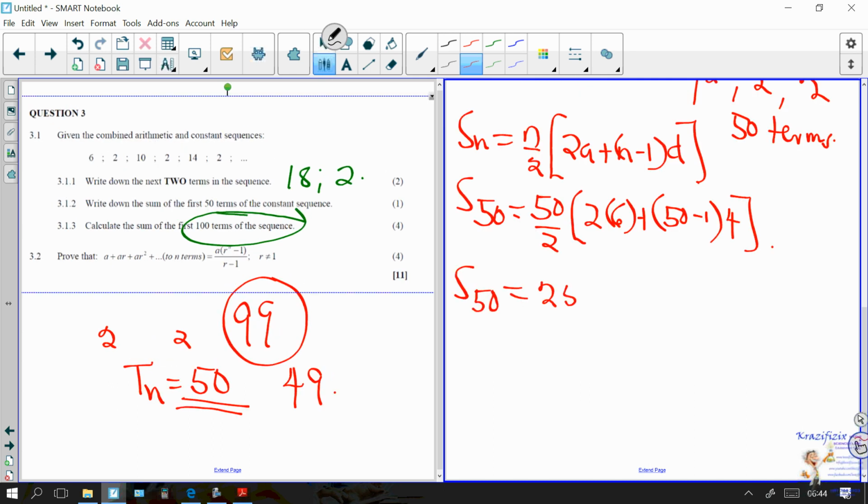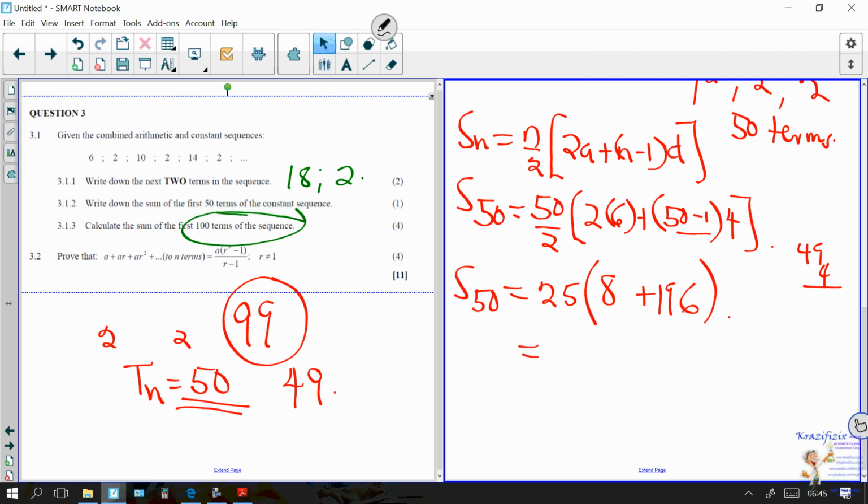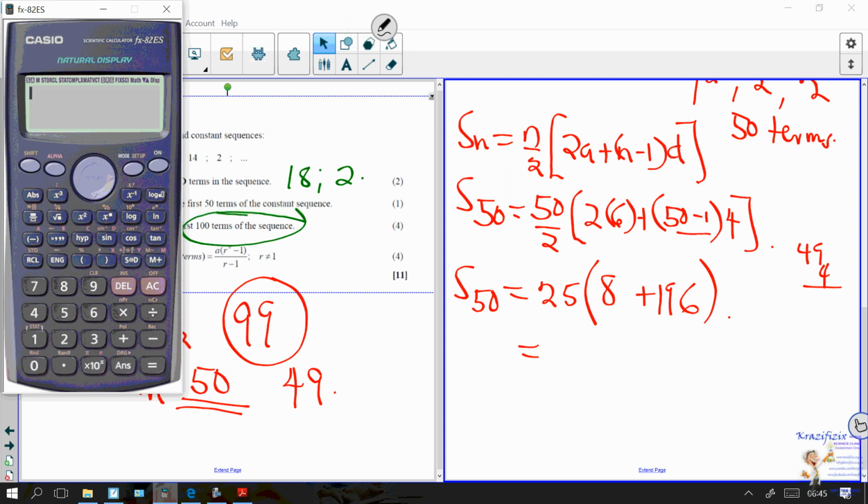S50 will be equal to what here? 25. What would that be? 8. This is 49 times 4. What would that give you? 196. 4 times 4 is 16, and then you have that. All right, so if I were to quickly run to my calculator, just for time purposes, I'm going to have 25 in the bracket, 8 plus 196, and that gives me 5,000.